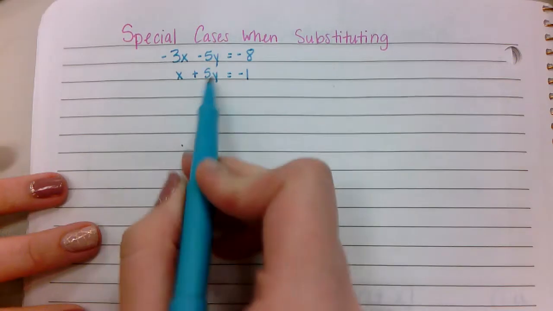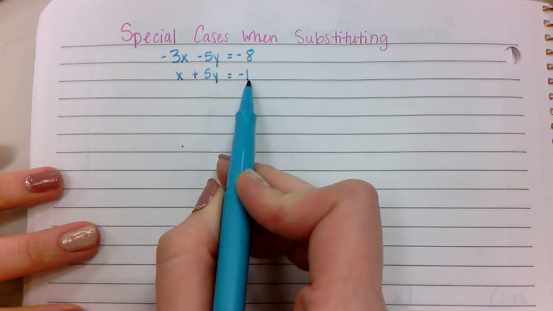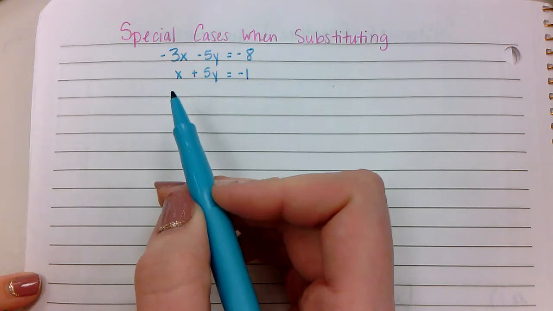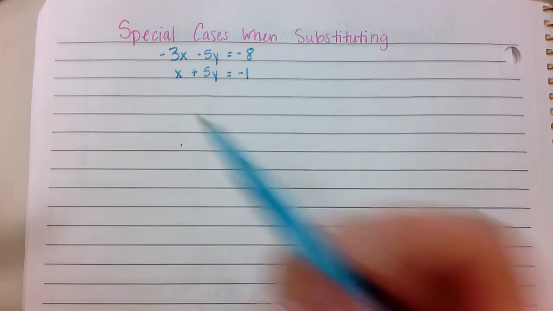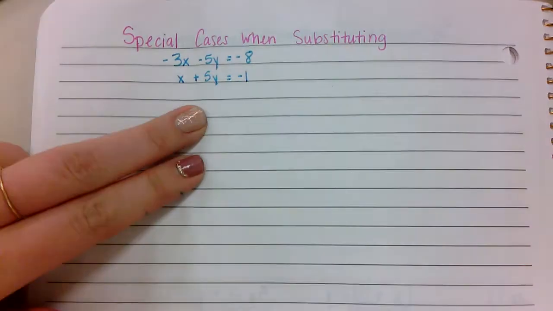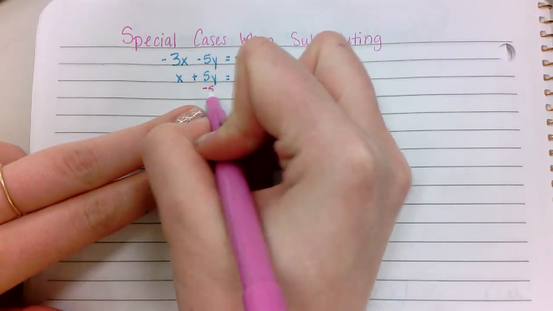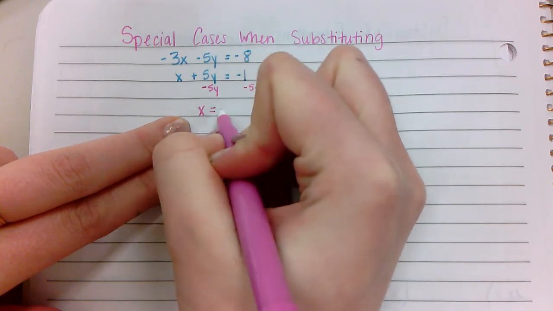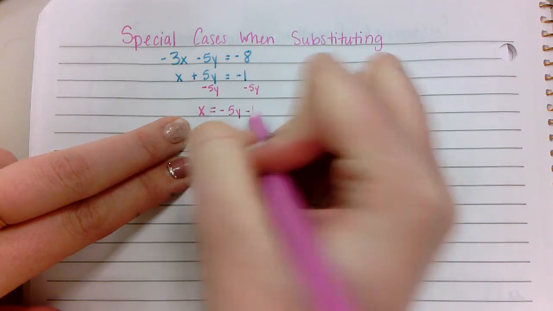So this bottom one, if I just move this 5y over, x will be by itself. There's nothing attached to it. There's nothing I need to divide away. That seems pretty easy to me. So I'm just going to use a different color here. I'm going to move this 5y over here. And now we have x equals negative 5y minus 1.